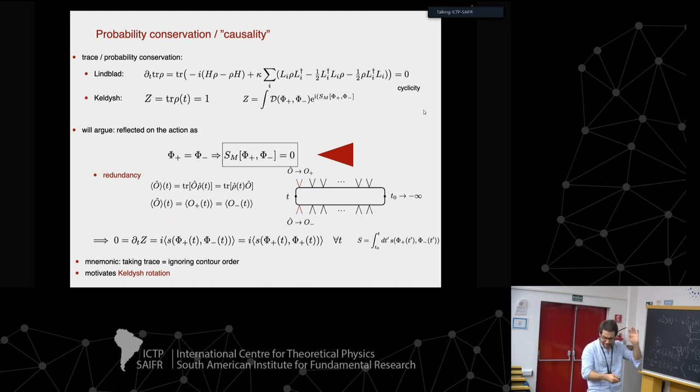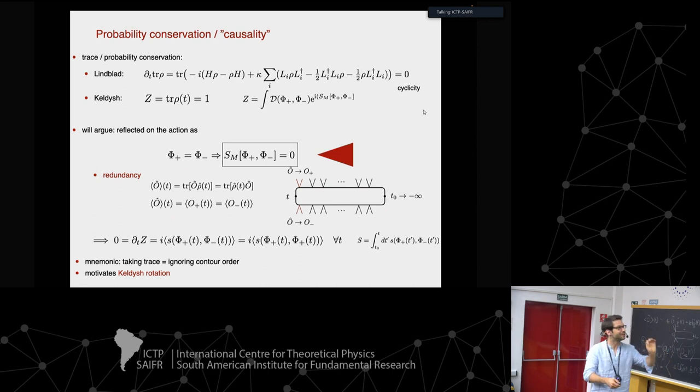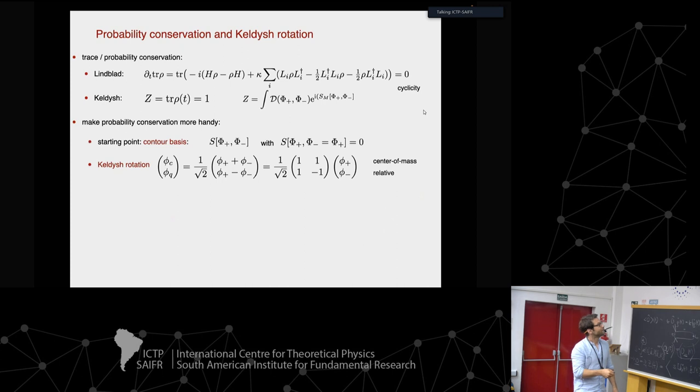And actually, it might seem like a little detail, but that's still the best way I see to motivate the next step. The next step is what is known as Keldysh rotation. I want to sell this to you, this Keldysh rotation; you will find it in all books, essentially, as a way to make this probability conservation a little bit more handy on the level of your action. So the starting point is again the action in this contour basis. We are now doing a transformation in this 2 by 2 space of plus and minus fields. That's what makes our Keldysh action special compared to actions that you know from equilibrium problems. So that's the starting point: the action formulated in this plus minus or contour basis where probability conservation is expressed in this way here.